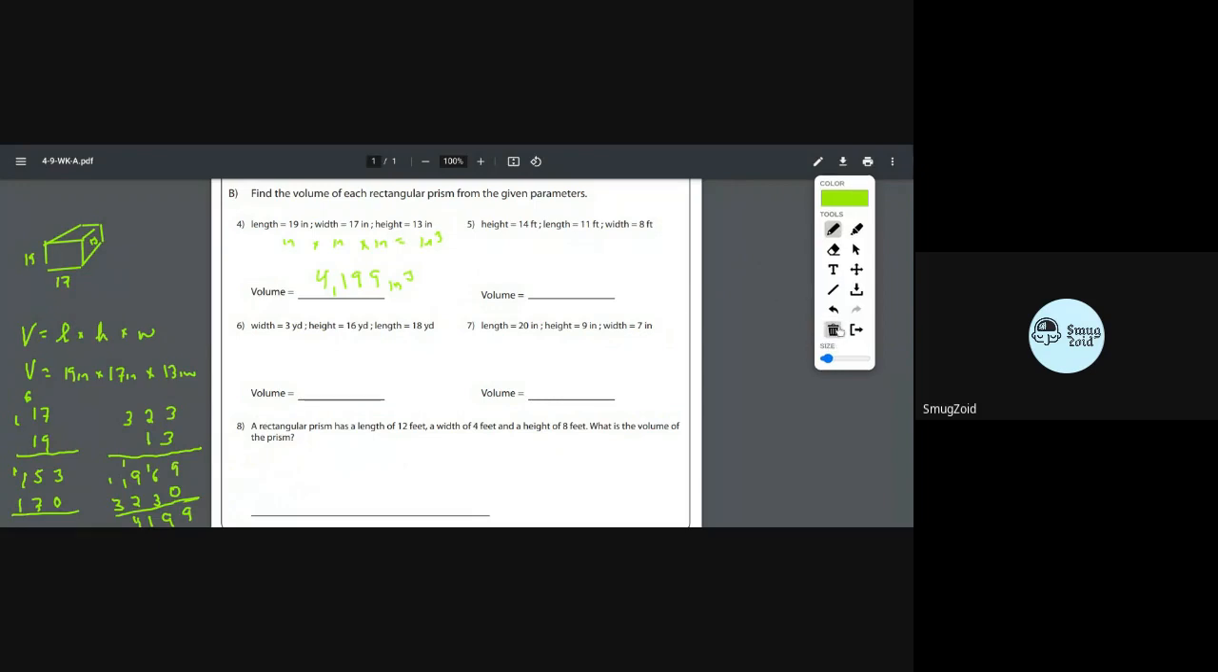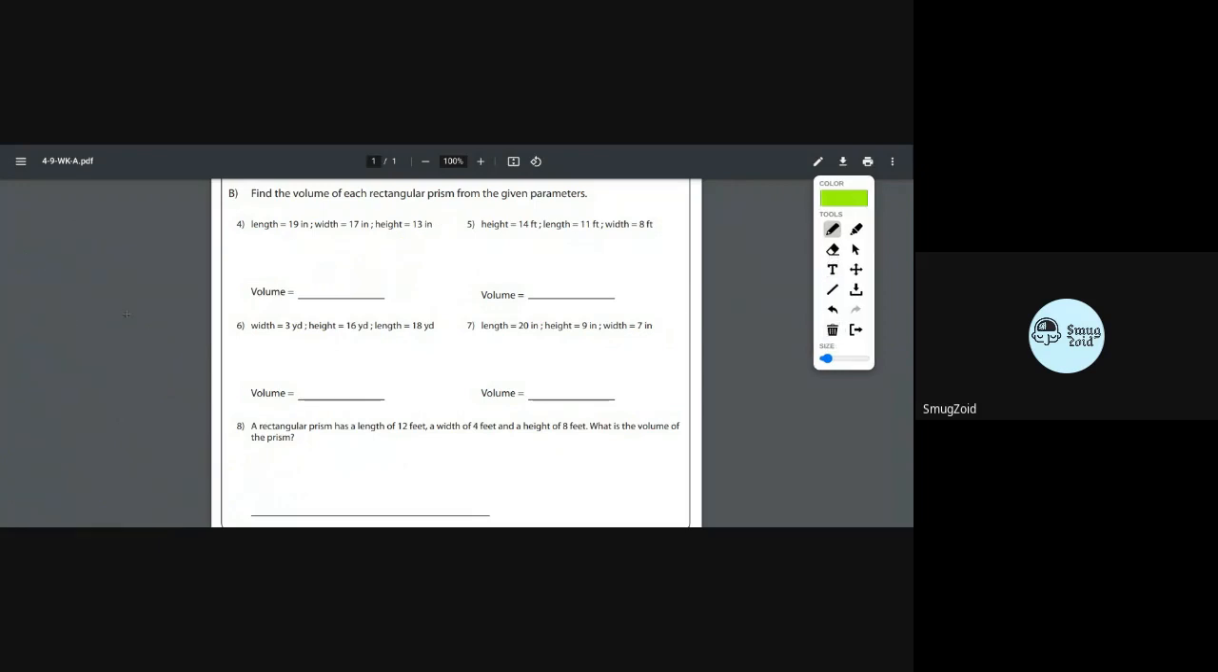All right. And for the last one, I have yards. In fact, I'm not going to do the diagram. That'll give me more space to work here. 3 yards times 16 yards times 18 yards. Okay. And let's do 3 times 16 first. So 16 times 3. 3 times 6 is 18. Carry the 1. 3 times 1 is 3, 4. 48. All right. I take that and I'll put that back up here.